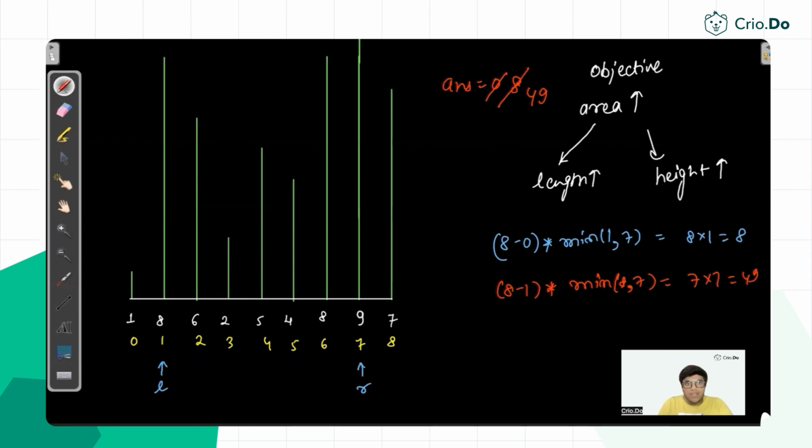What is the current possible pair answer? It will be distance 7 minus 1, and the height is the minimum of 8 comma 9. Minimum of 8 comma 9 will be 8 only. So 6 into 8, what is the distance?